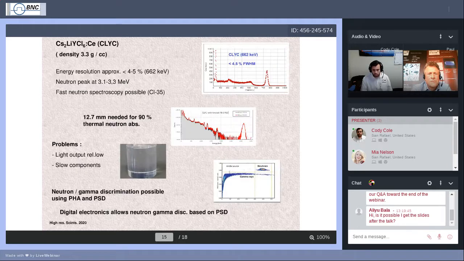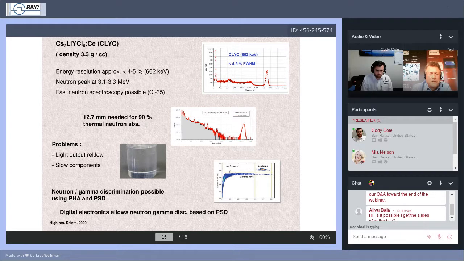Another proportional high resolution crystal is CLYC, cesium lithium yttrium chloride. It contains lithium, and that means we can use it for neutron detection. The light output is quite some less than cerium bromide, about 1/3, which means that the resolution is not as good as cerium bromide. We are getting numbers of about 4 to 5%.